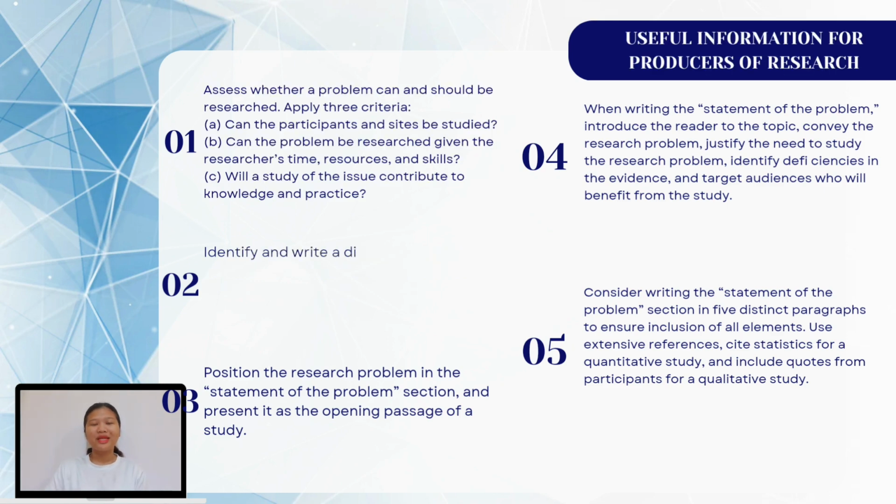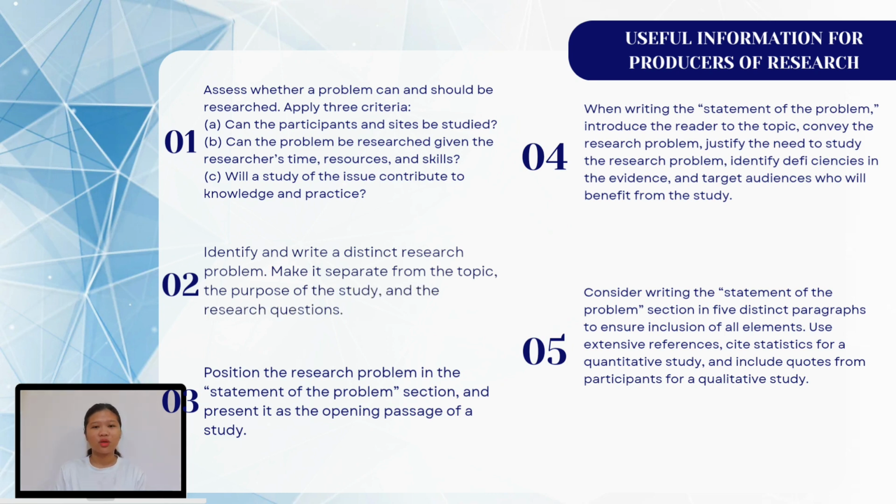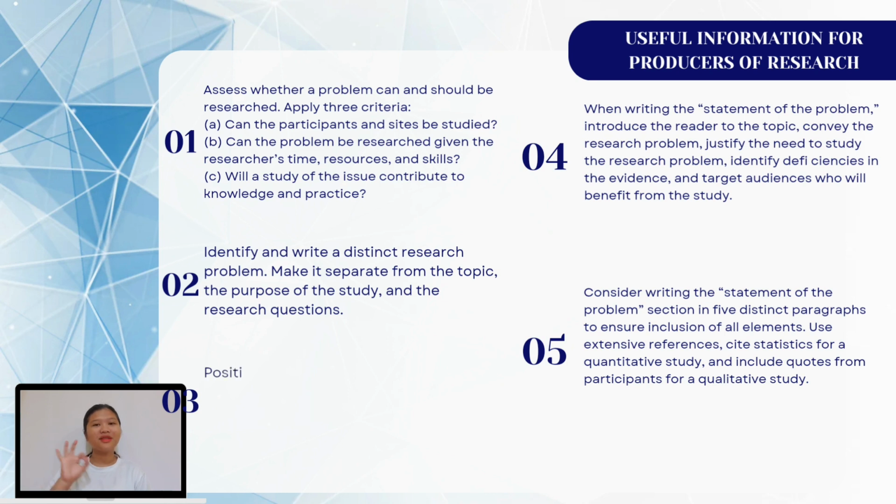Number 2, we need to come up with a clear research problem. This is something specific we want to investigate, separate from the overall topic, the study's purpose, and its research questions. Number 3, when starting a study, the statement of the problem section is where we introduce the main issue we're going to investigate. We want to make it clear and concise.